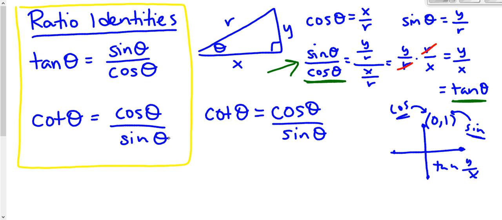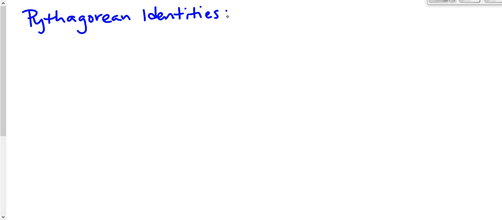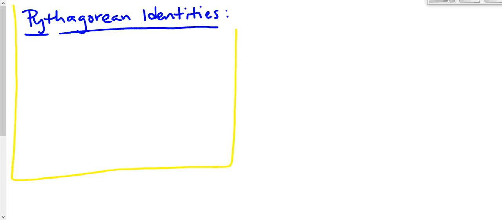Okay, so how many identities do we have so far? 5. How many more? 3. So let's move on to the third category for today, and this is known as the set of Pythagorean identities. Trying to get it spelled correctly. Okay, this is going in a nice yellow box. You're going to write that down.